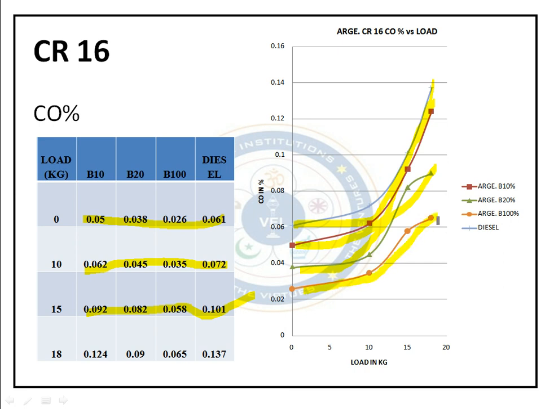Again, the pure biodiesel gives less emission of carbon monoxide. In CR14 and CR16, we see that carbon monoxide emission in Argemone is least as compared to B10, B20 or pure diesel.